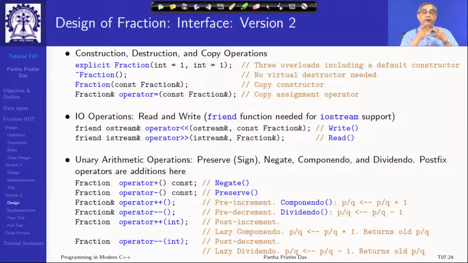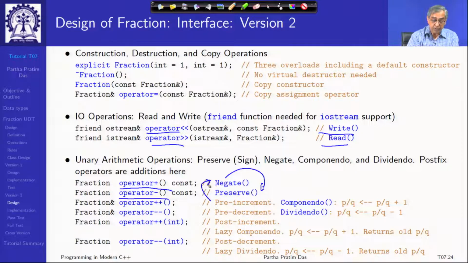And that is the motivation for you to jump to version 2, where the improvement that you make is, for every member function that you have used, to try to identify the appropriate operator that can be used. Naturally, for write and read this is trivial. Sorry, these names are swapped, I will correct them. So, preserve is the positive, negate is the negative, then you have the pre-increment which is componendo, then you have dividendo. Incidentally, you also have post increment, post decrement. Those can be called lazy componendo and lazy dividendo.